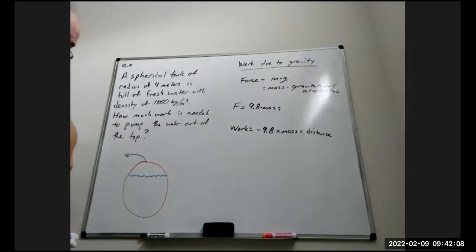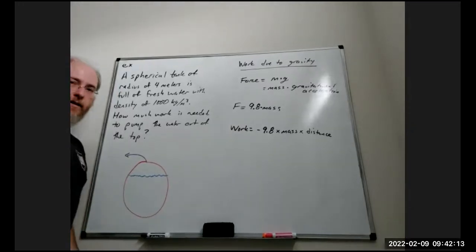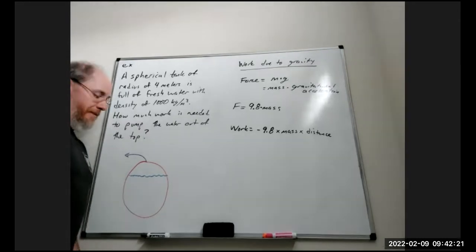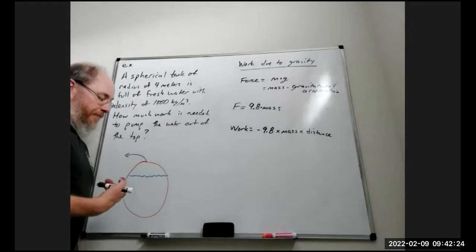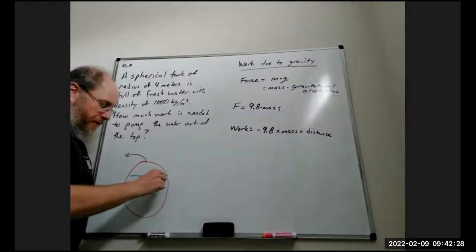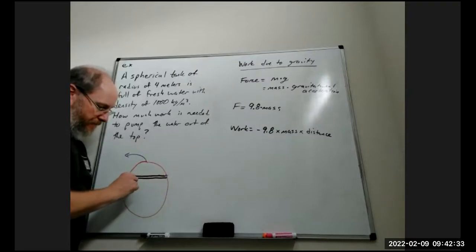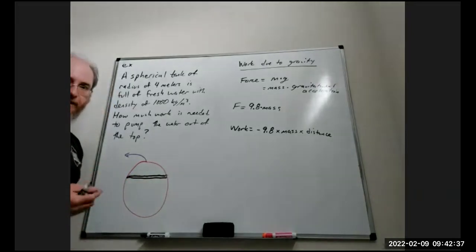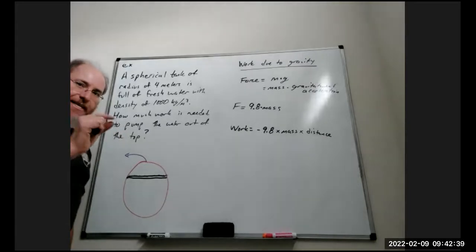Okay, so here's what I'm going to do: let's think about all of the water that needs to move the same distance. If we think about all of the water that needs to move the same distance, that's just going to be some horizontal strip. So let's think about just this strip of water right here. I gave it a little bit of thickness, but eventually we're going to get to infinitesimally thin.